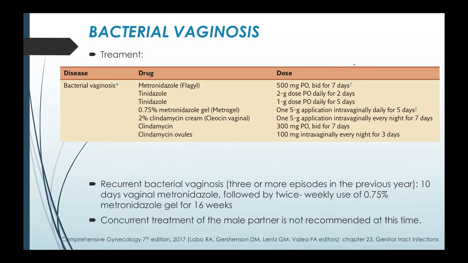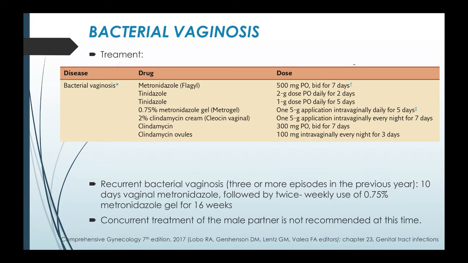For the treatment of bacterial vaginosis, we usually give metronidazole, 500 mg BID for 7 days. We can also give tinidazole or metronidazole gel, clindamycin cream, oral clindamycin, or clindamycin ovules.